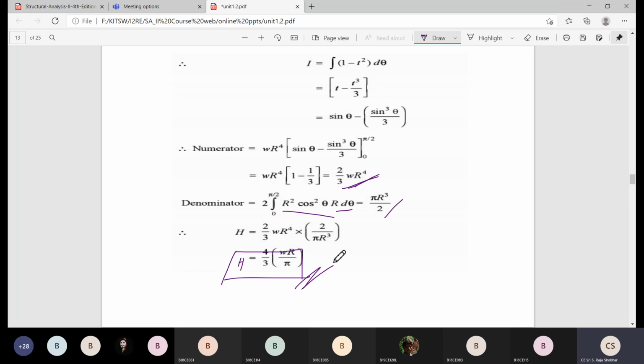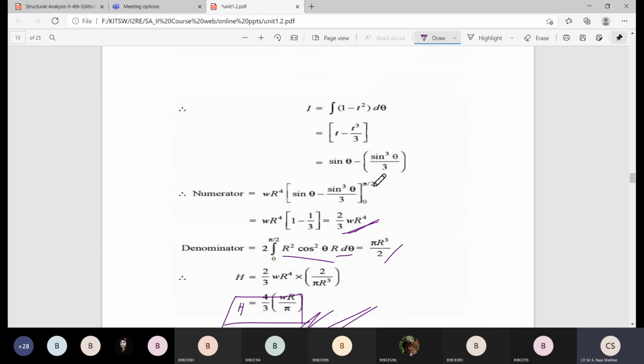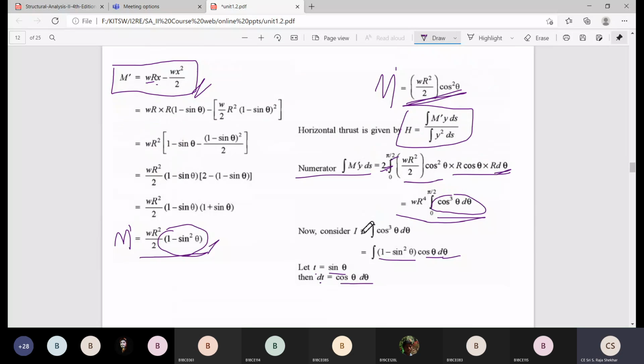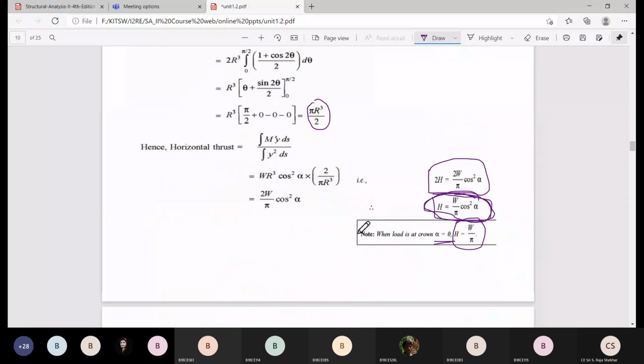If a semicircular arch is subjected to a uniformly distributed load throughout the length, then the horizontal thrust becomes H is equal to 4 by 3 WR by pi. So this is the formula for the calculation of horizontal thrust when the uniformly distributed load is acting throughout the span of a semicircular arch. Is it clear? Basic trigonometric concepts are required for solving this problem.